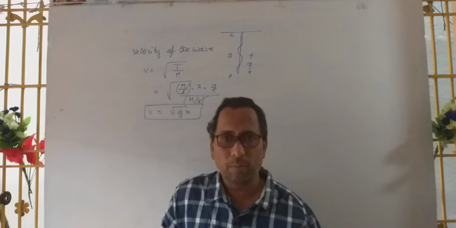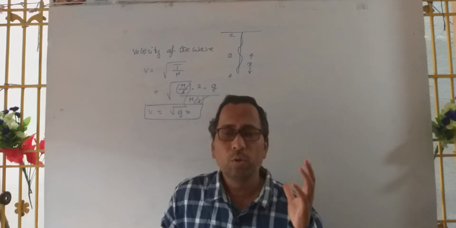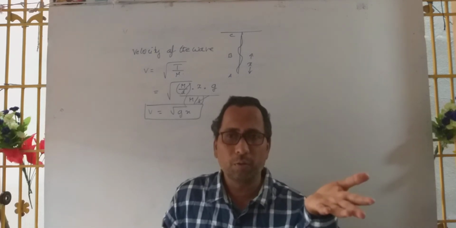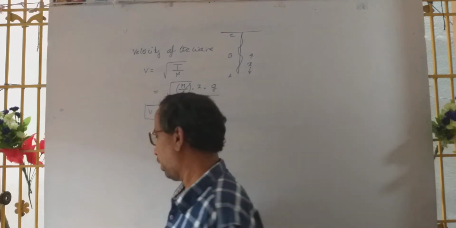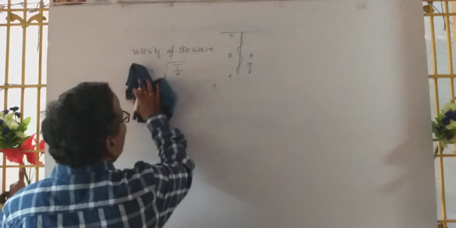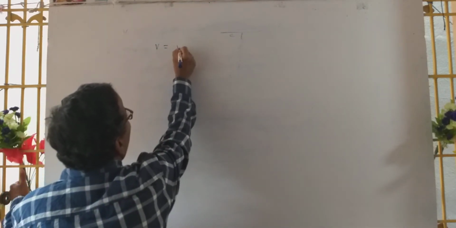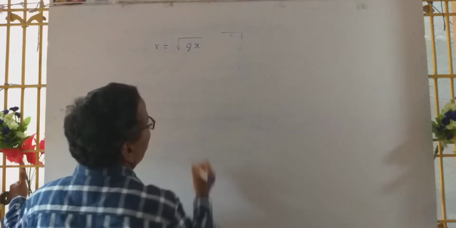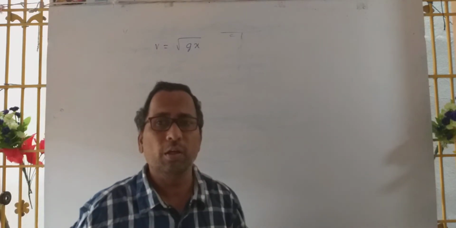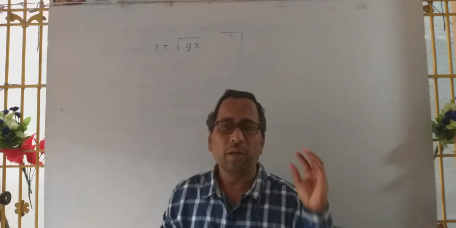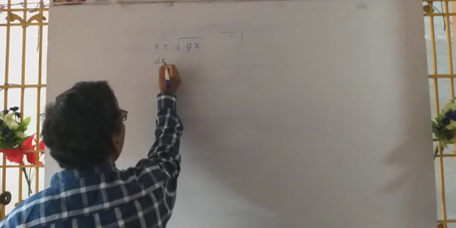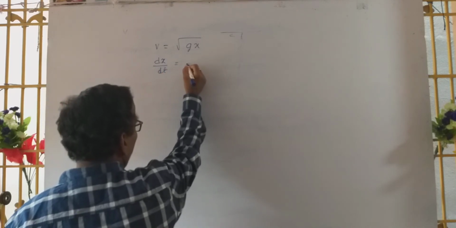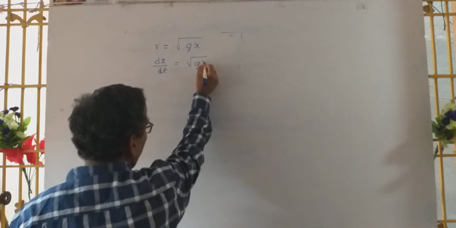They will ask the time also. What is the time required to travel from A to B for the wave? That is calculated by taking the integration concept. Okay, let us discuss. Now, here velocity of the wave v is equal to root of gx. We got it. What is velocity? We know the definition at plus two level. Rate of change of displacement. That's why v can be written as dx by dt is equal to root of g into x.